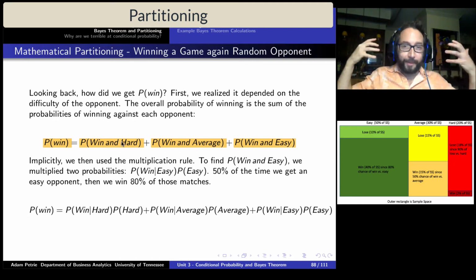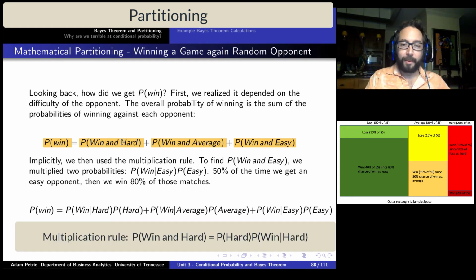And implicitly what we were doing, we were using the multiplication rule. We were saying, okay, well, what's the probability of win and hard? Well, that's the probability of running into a hard opponent times the probability of winning against that hard opponent. 20% chance of getting a hard opponent, 10% chance of winning against that hard opponent. Multiply those two together, that was that 2% of the area of that dark red. So when we were asked to find any one of these 3 components here, we were using the multiplication rule, whether we knew it or not.